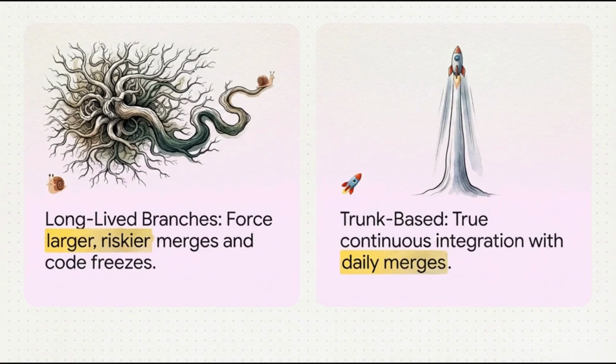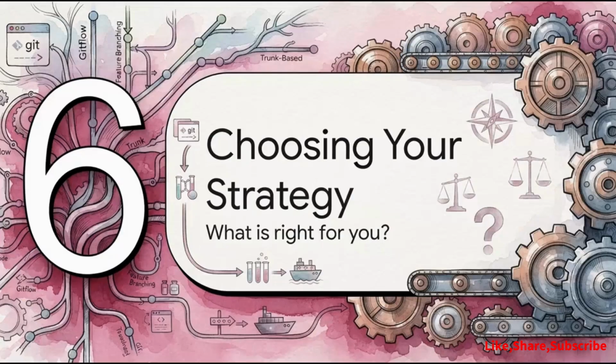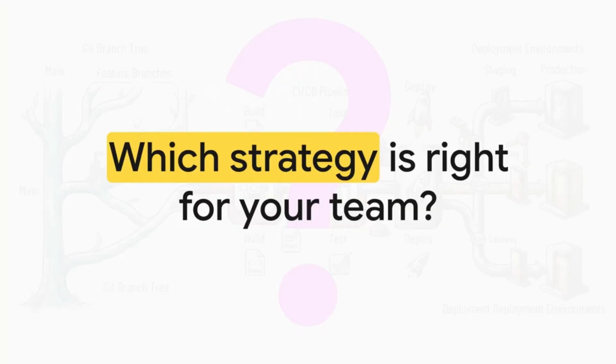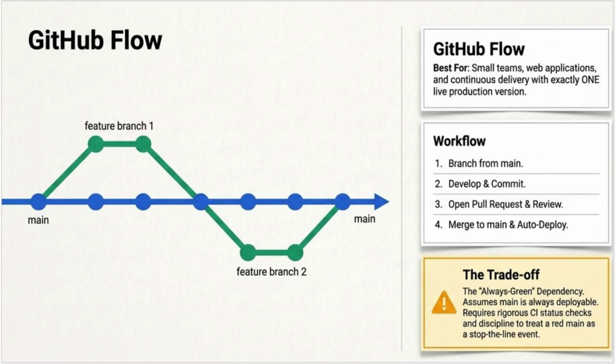The core takeaway here is that the metric that actually predicts your team's delivery performance is not which of those 4 branch types you picked. It's how long that branch stays unmerged. And finally, part 6, choosing your strategy. So how do you actually apply this to your own work? Well, a lot of teams find a pragmatic middle path called GitLab Flow.